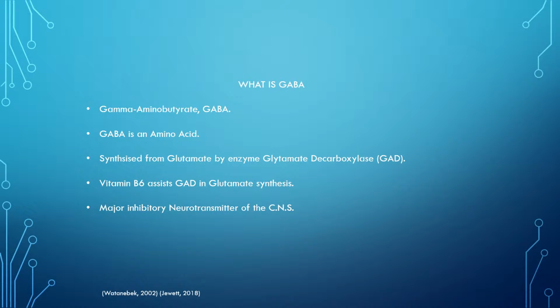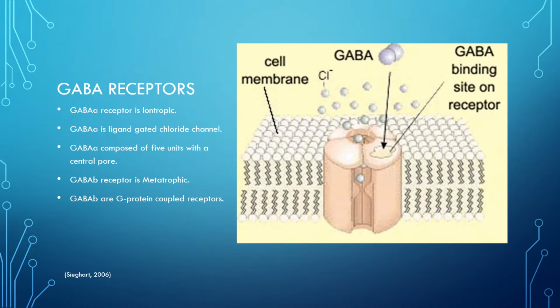GABA is made in cells of the presynaptic neuron from glutamate. The enzyme glutamate decarboxylase uses vitamin B6 in this process. As said, GABA has 2 important receptors, which are GABA A and GABA B. The receptor GABA A is the more important of the 2. It has been found that this receptor is the one that many drugs like benzodiazepine target.